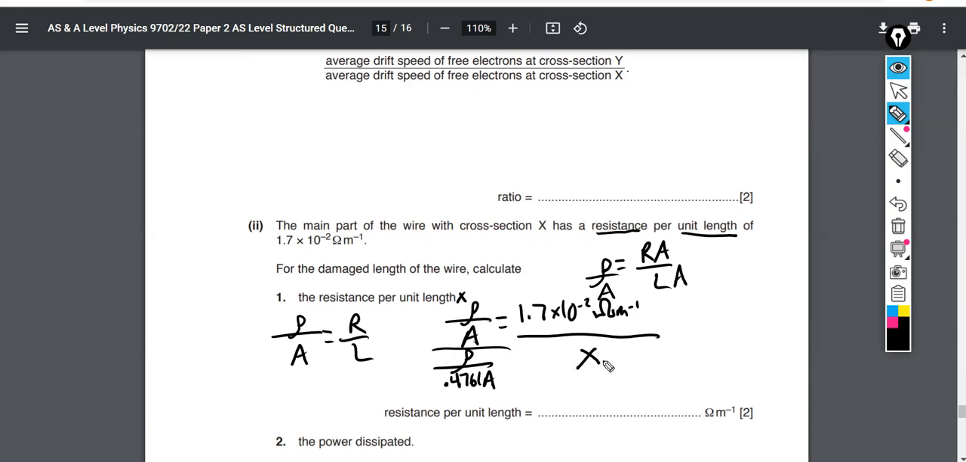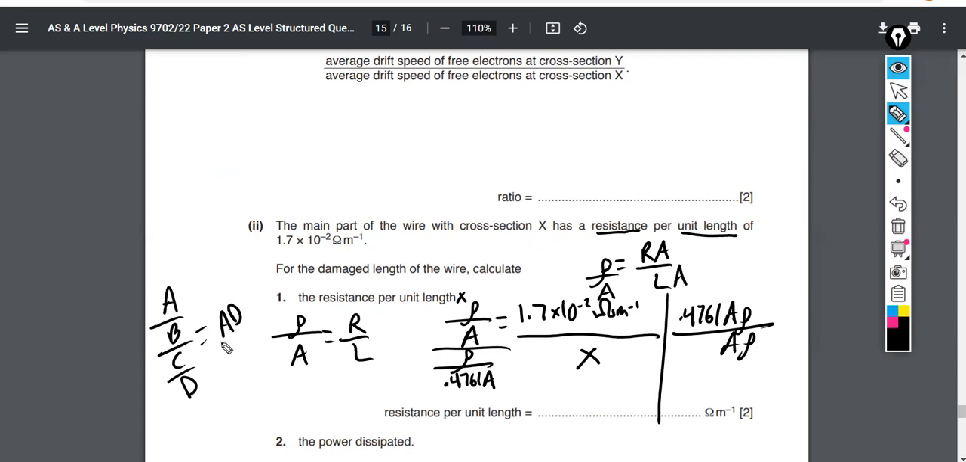Now I'm going to solve this for X. First, working on the left side, I can rewrite it as 0.4761A rho over A rho. That's using the same idea that for a complex fraction, A over B over C over D, we can just divide as multiplying by the reciprocal. So this is AD over BC, right? That's a nice way to think about simplifying a complex fraction down. So that's what I've done here. And the A's and the rho's cancel. And that's going to be equal to this over X.